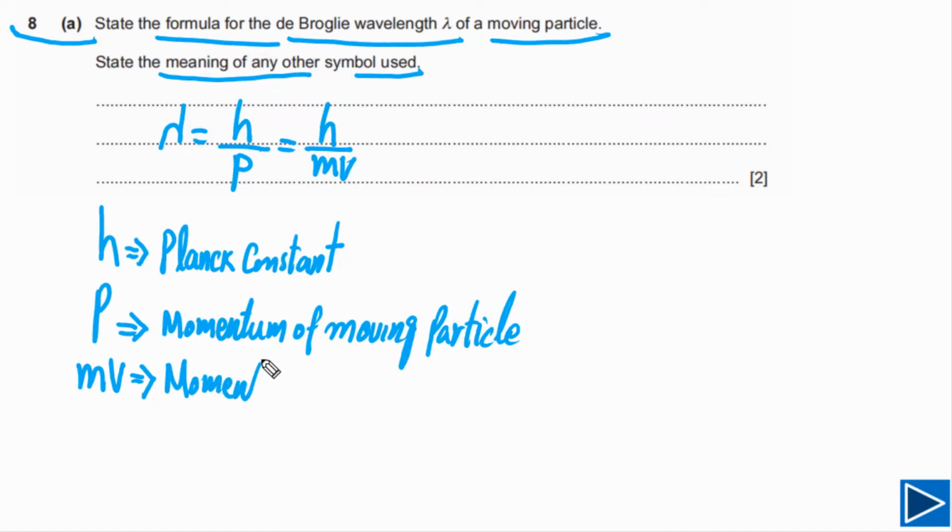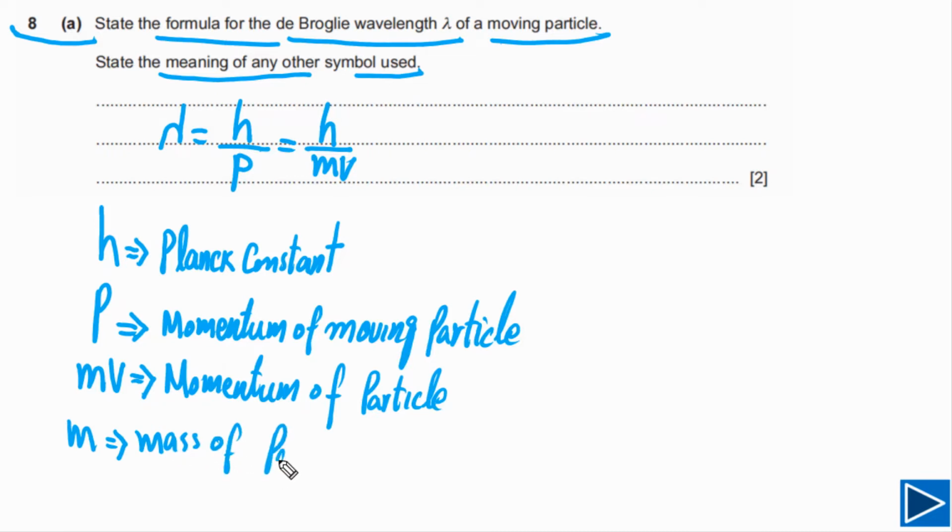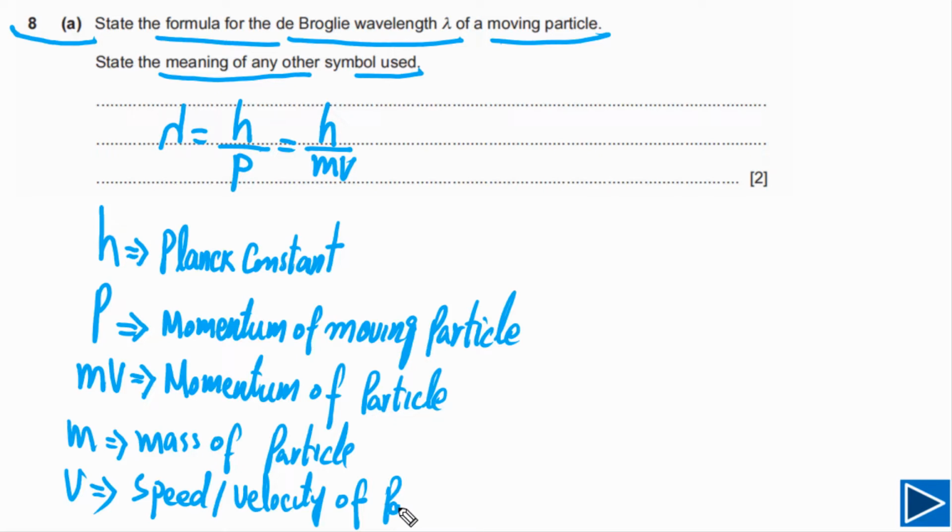You can also explain, you can say m is the mass of the particle and v is the speed of the particle. So you can also explain it this way. You can say v is the speed of the particle, or you can say it is the velocity of the moving particle. So this is how you can answer this question.